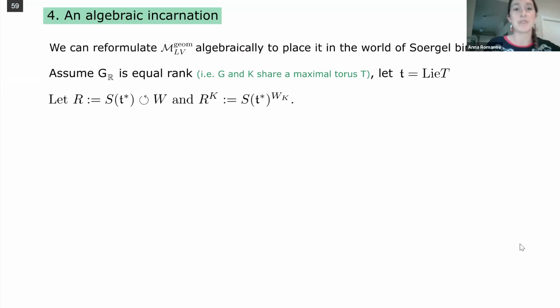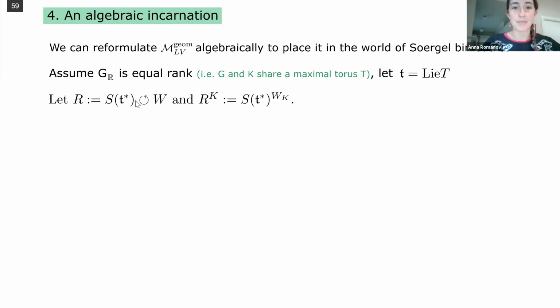So we can reformulate this geometric definition in order to place it in the world of Soergel bimodules. And this is where I need to start making a bunch of assumptions on my Lie group. The first assumption is that my Lie group is equal rank. This means that both the complex group G and the complexified maximal compact share a maximal torus, and I'll let t be the Lie algebra of that torus.